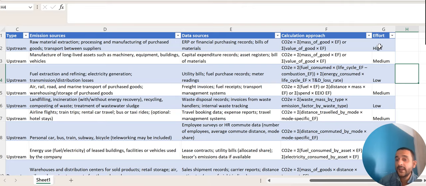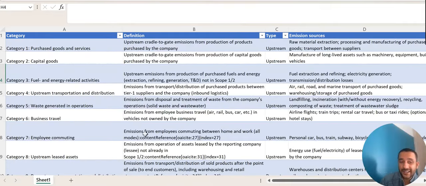So effort, what is the effort of collecting the data or calculating the emissions overall, you can say. So the effort is high. High means you need high effort. It's not very easy to get the data, to get or to calculate the emissions, because we will talk about it category wise. So category one is your purchased goods and services, or raw material that you purchase.